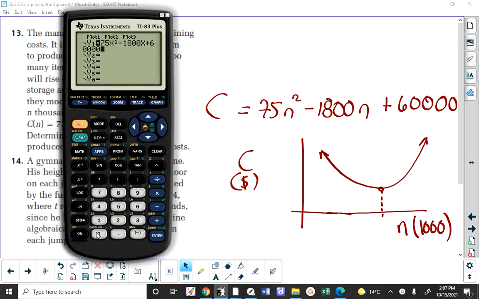So, what am I thinking here? I don't know what the answer is, but n is a number of thousands. So, is it reasonable for the company to produce 100,000 items? I don't know what this is about. But I think if we went to 100, that would be more than enough, maybe too much. So I might start off with going up to n equals 30 or 40 or 50.